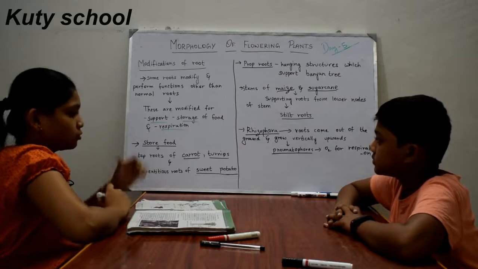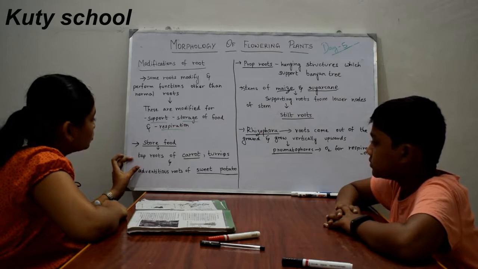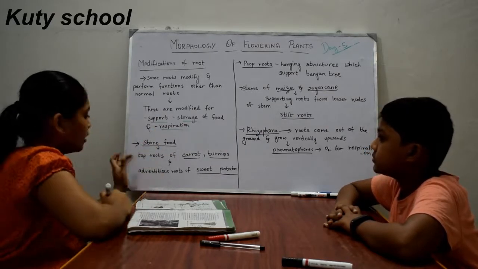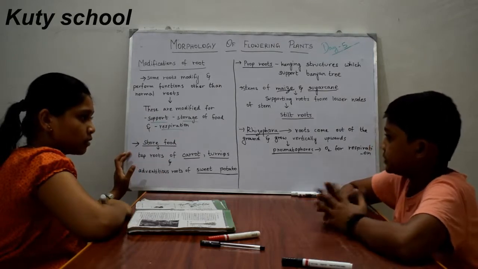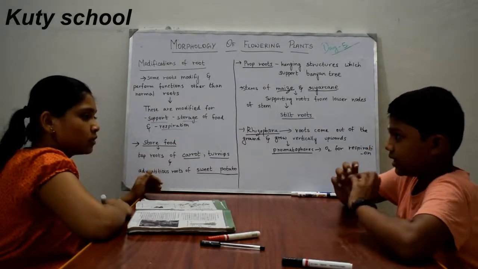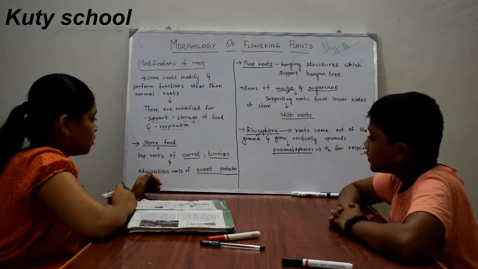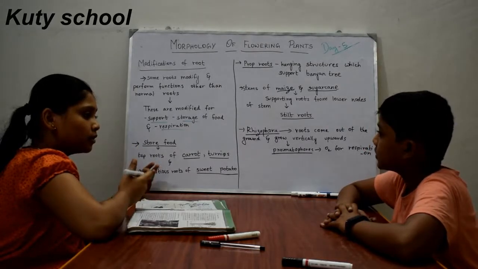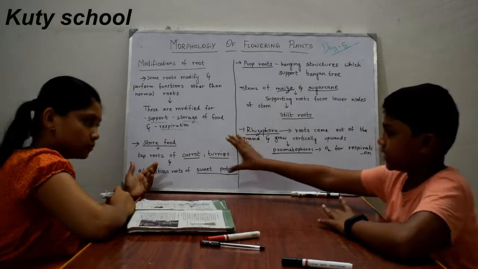So some roots store food. Here are the examples. We have discussed taproots of dicots, with primary, secondary, and tertiary parts. Taproots of carrot and turnip store food. We eat carrot and turnip, so they store food.